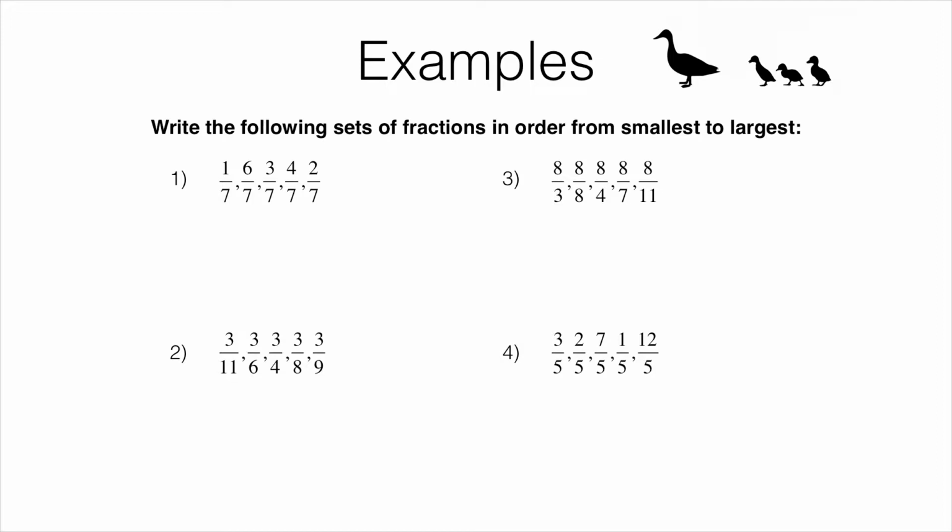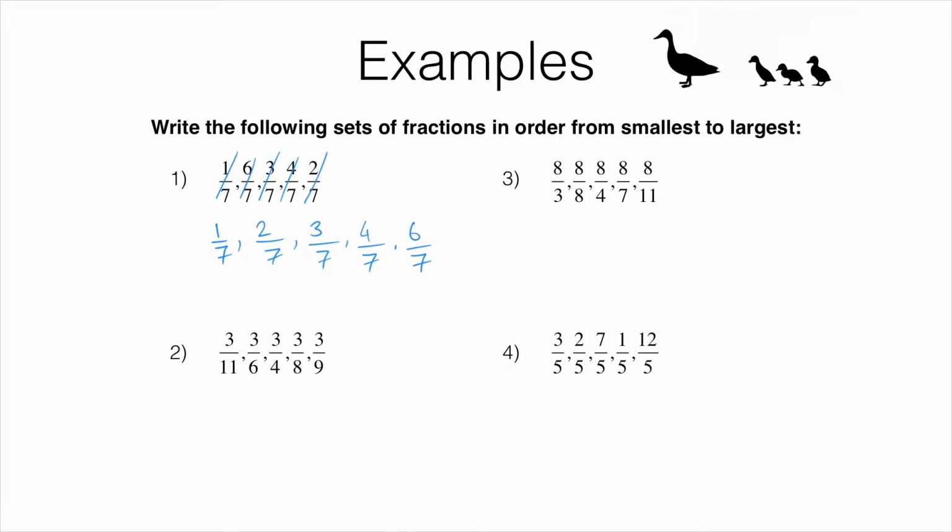Out of these fractions, it should be obvious that 1/7 is the smallest. That is effectively just one of those slices. And then we've got 2/7, that would be 2 slices. Then 3/7, 3 slices, followed by 4/7, and finally 6/7.